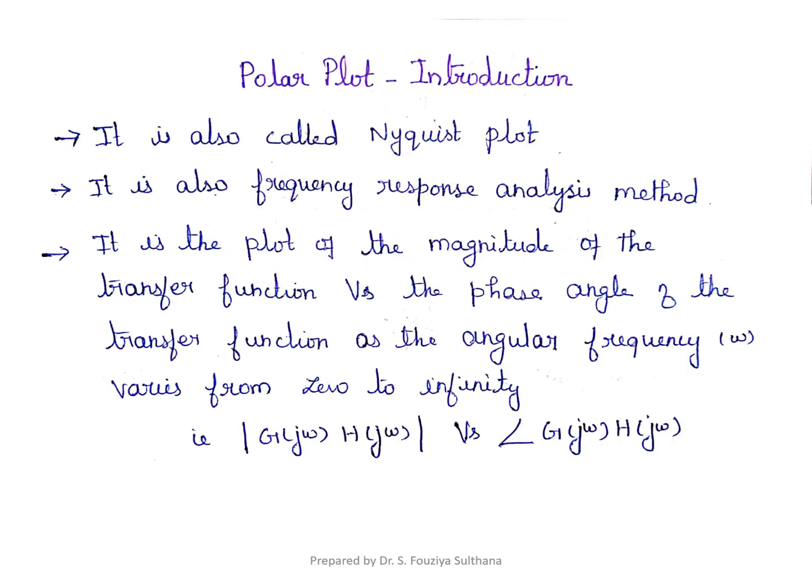In this video, we are going to discuss the basics of the polar plot. Polar plot is also called the Nyquist plot, or we can say that the Nyquist plot is the continuation of polar plot for finding the stability of the closed loop system by varying omega from minus infinity to plus infinity. But in polar plot, omega varies from 0 to infinity. So it is also a frequency response analysis method.